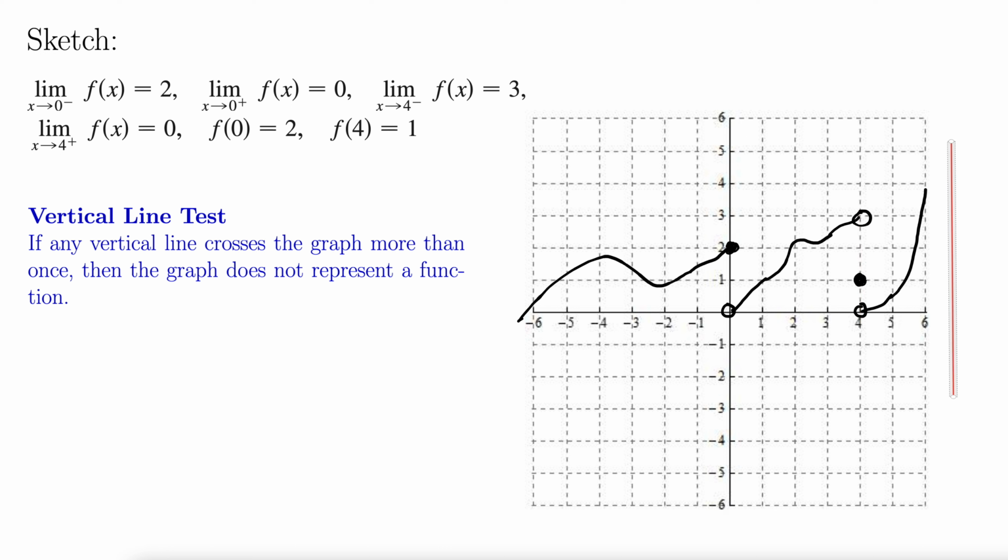So that vertical line, just do that at the end of all these kinds of examples, just to make sure that the thing you've drawn represents a function.